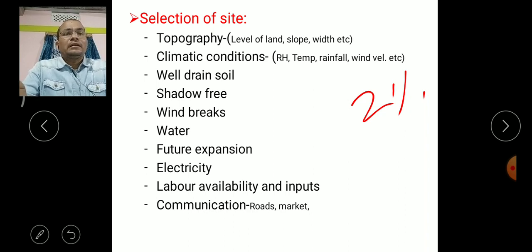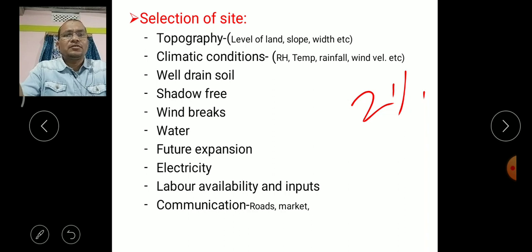Next is the climatic condition. That parameter we have also discussed in earlier classes. Besides this, humidity, temperature, rainfall, and wind velocity are parameters that can be controlled or monitored within the structure. Another parameter is well-drained soil. Permeable soil is basically good, and well-drained soil should be preferred.